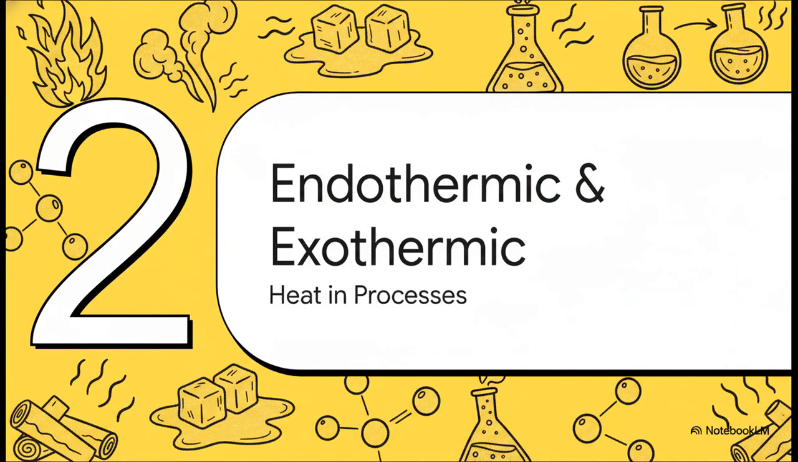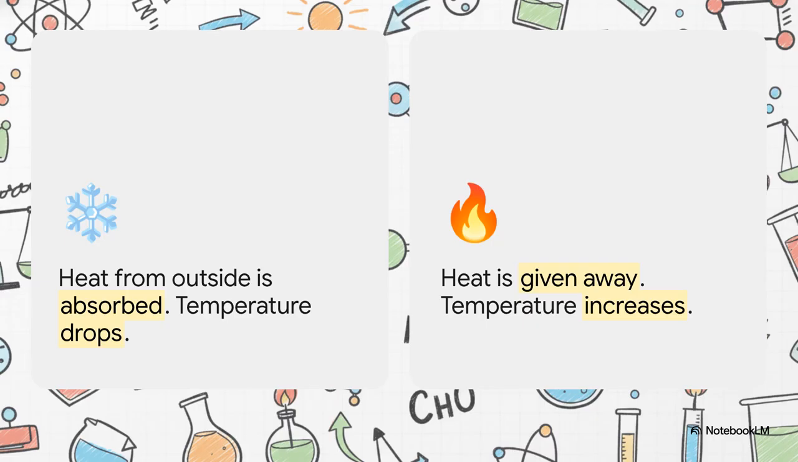Moving right along to Section 2, endothermic and exothermic processes. Let's turn our attention to how heat plays a really critical role in both physical changes and chemical reactions. Students, please make sure you note down this strict difference in your books because it is a massive favorite for exams. Endothermic processes absorb heat from the outside surroundings. This literally means the temperature of the resulting solution drops. It feels cooler to the touch.